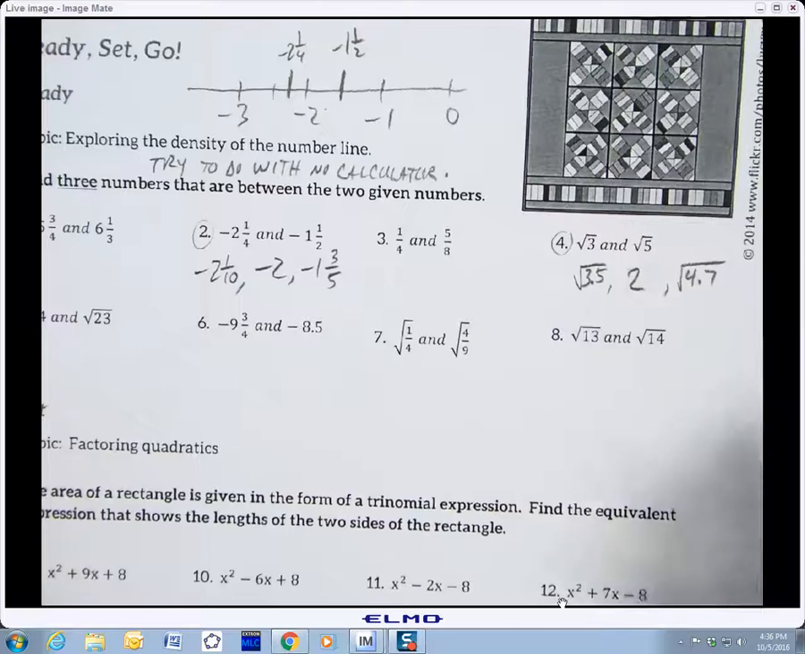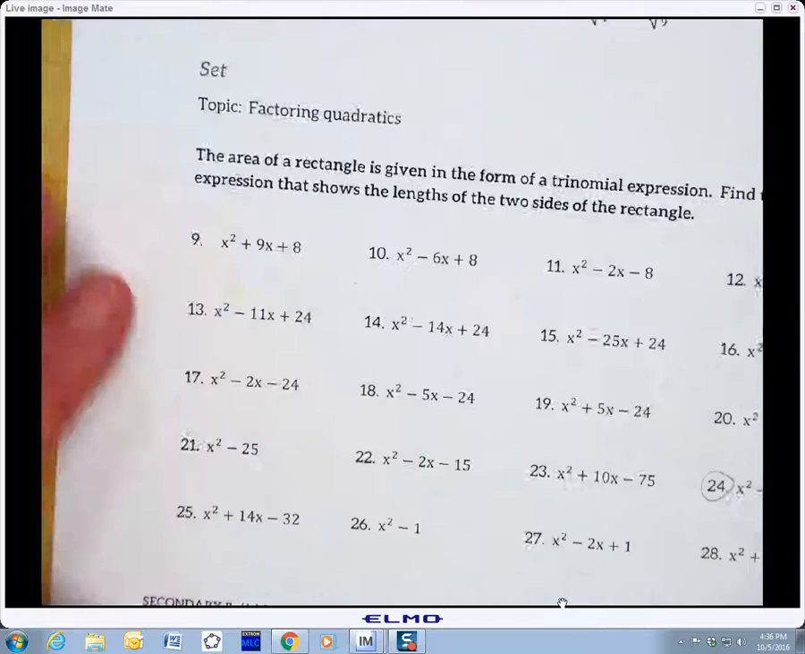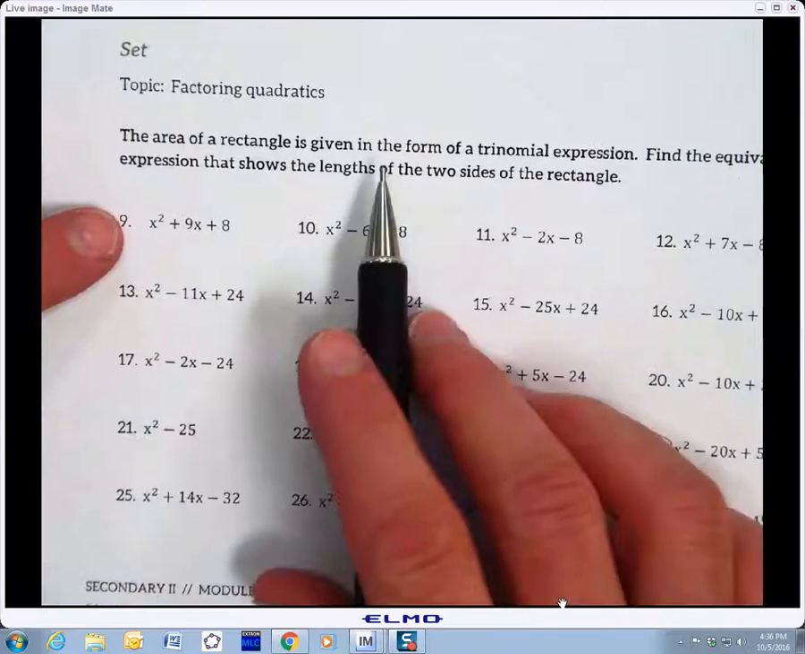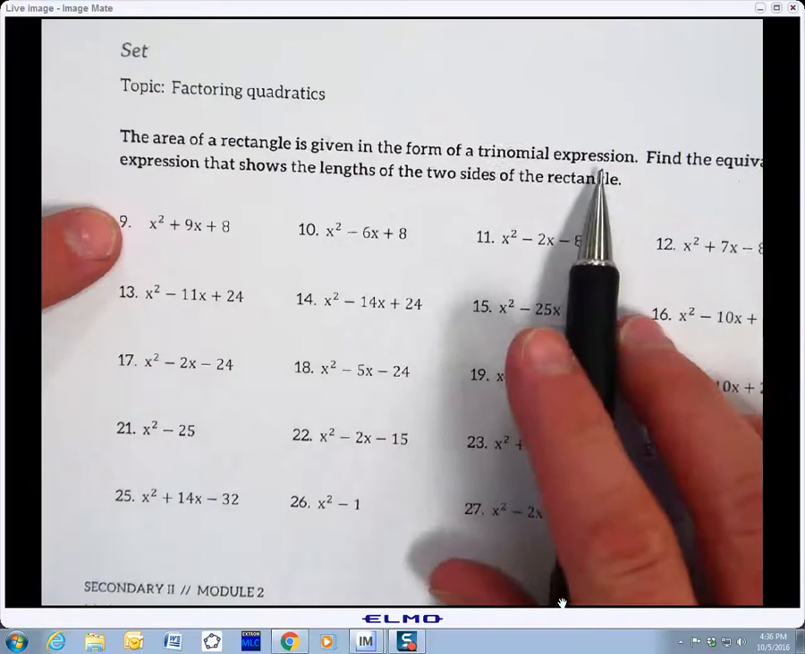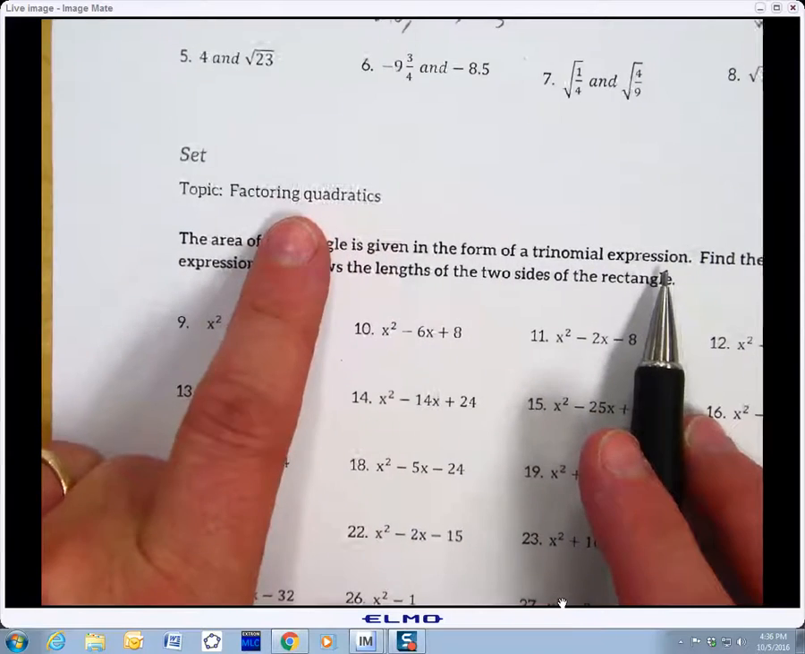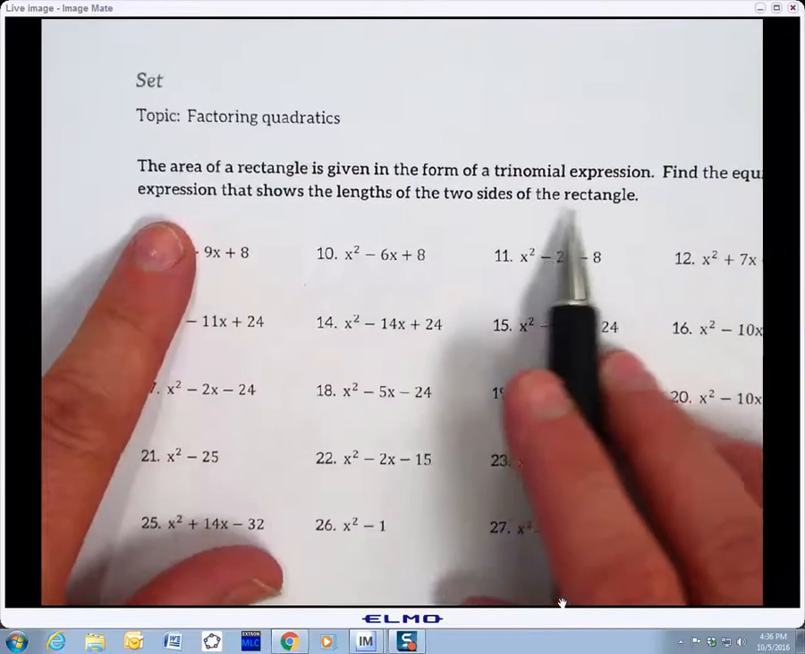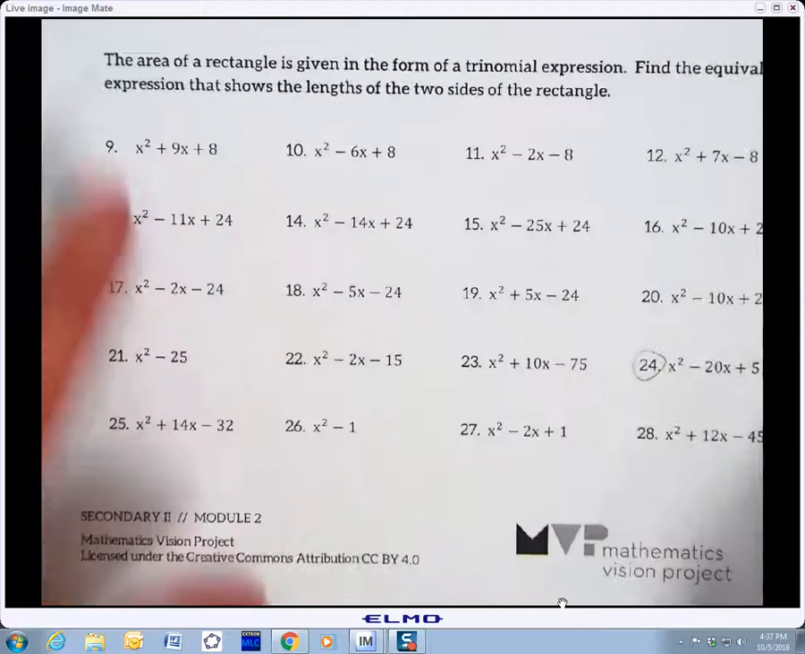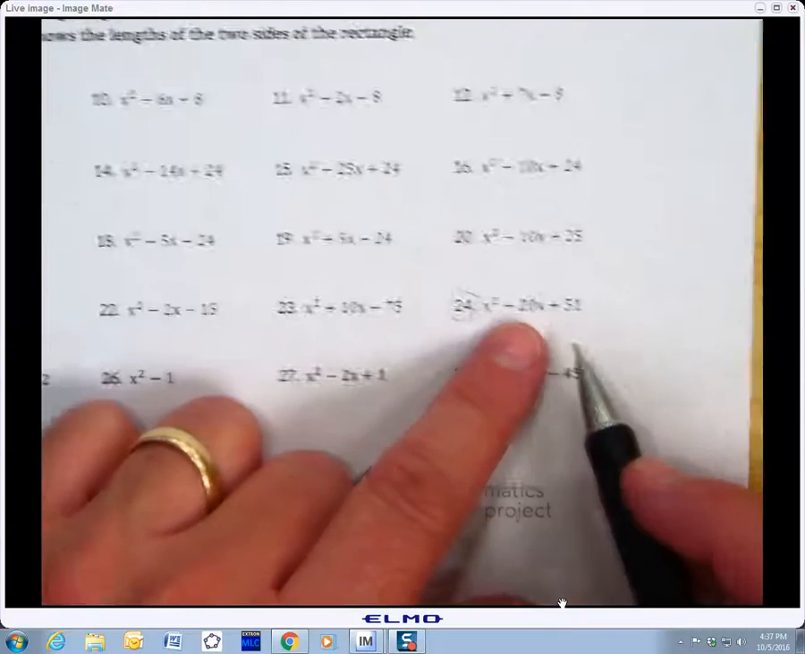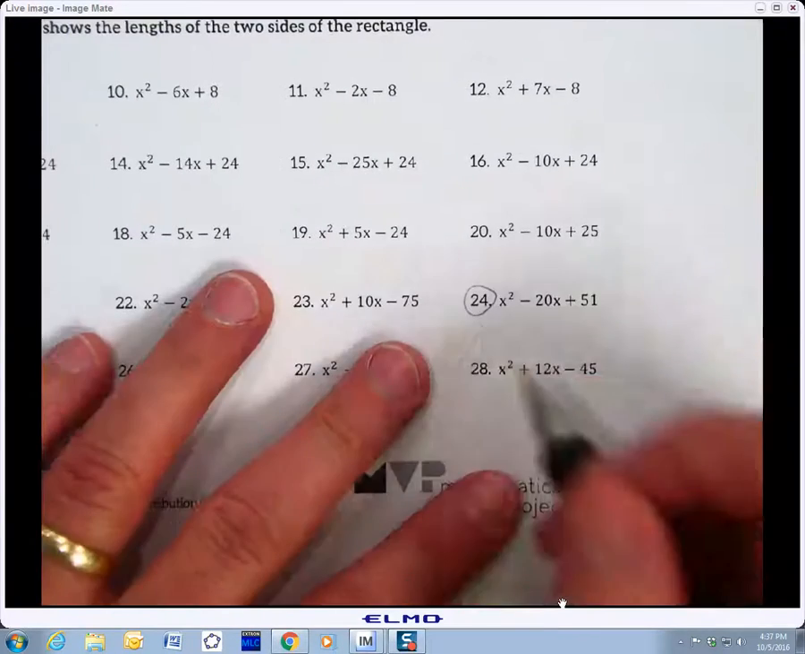All right, let's go ahead and move down to the second set here. It says the area of a rectangle is given in the form of a trinomial expression. Let me back up. It says factoring quadratics. That's what you're doing here. Find the equivalent expression that shows the lengths of the two sides of the rectangle. I've chosen 24 just because it's got some bigger numbers. Here's what I'm looking for.